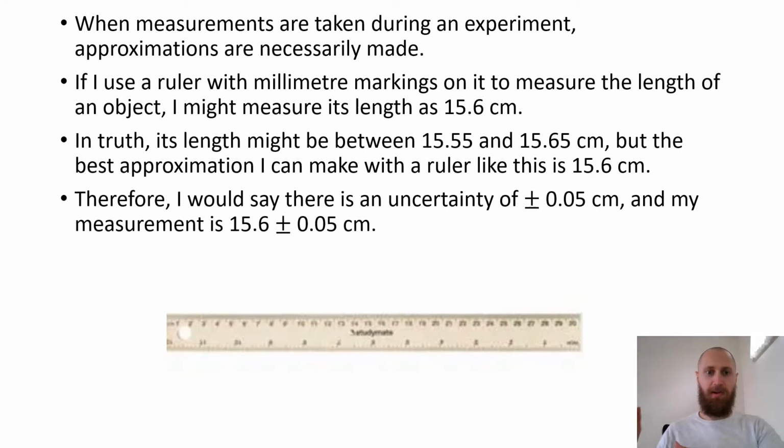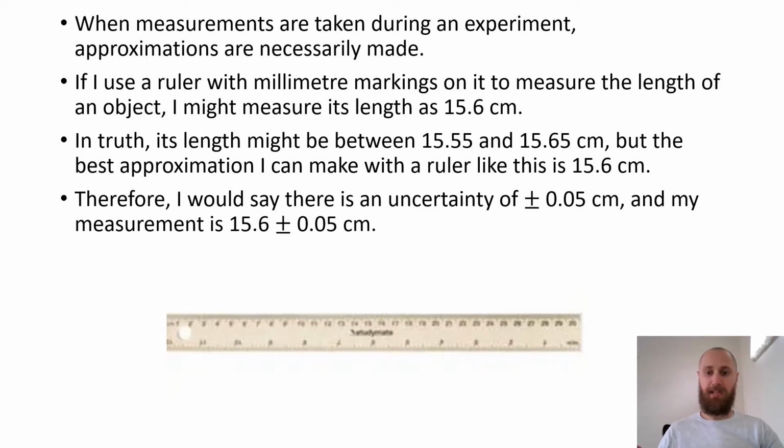So first of all, when measurements are taken during the experiment, you necessarily make some approximations. So if I'm using a ruler, which has millimeter markings on it to measure the length of an object, I might measure its length as 15.6 centimeters. Now, that's an approximation because it might be 15.5 or 15.65. I'm rounding it to the nearest millimeter, the nearest 0.1 centimeters, and I'm going to say that it's 15.6 even though it might be off by a bit. So I've made an approximation just because that's the best that I can reasonably do with my ruler. I can only say its length to a certain extent, and so the uncertainties are used to represent that.